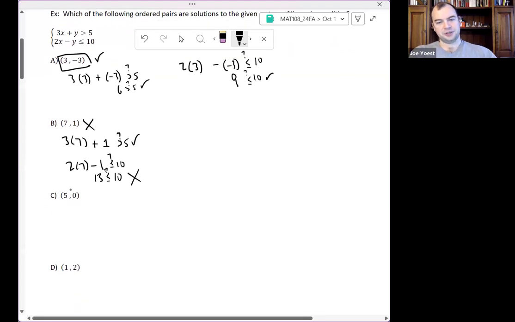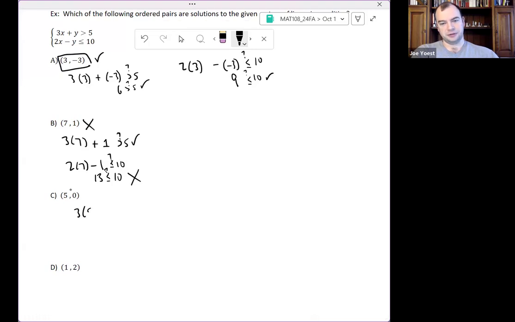And we check these last two as well. x equals 5, y equals 0. Is it true that 3 times 5 plus 0 is bigger than 5? Yes, it is. Is it true that 2 times 5 minus 0 is less than or equal to 10? Well, that's 10 less than or equal to 10. That is true. It's right on the edge of that second inequality, but it does satisfy it just barely.